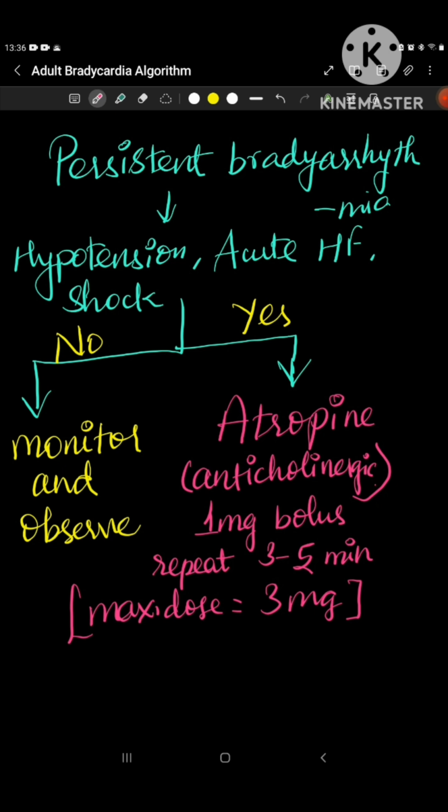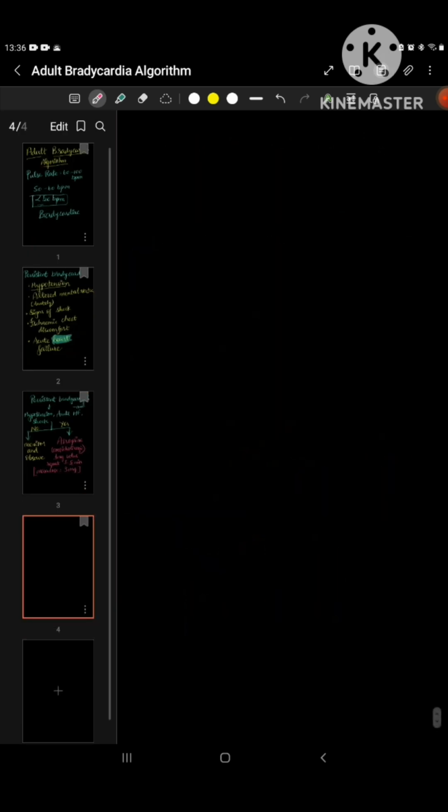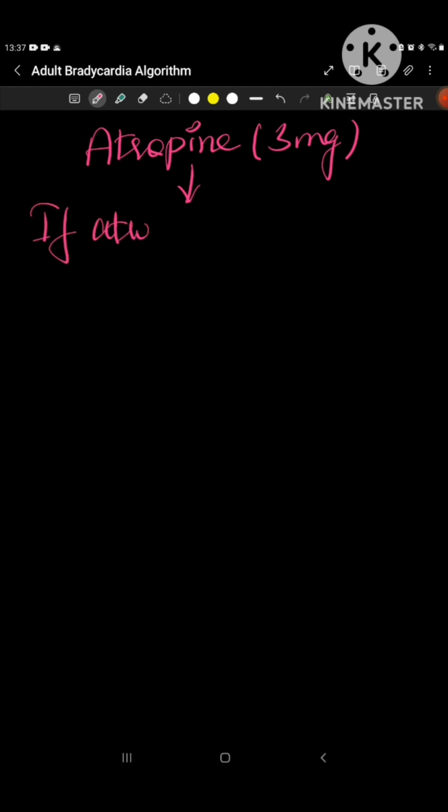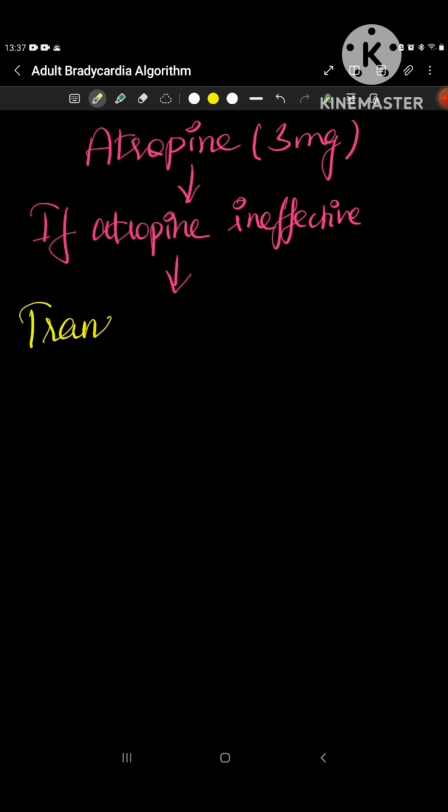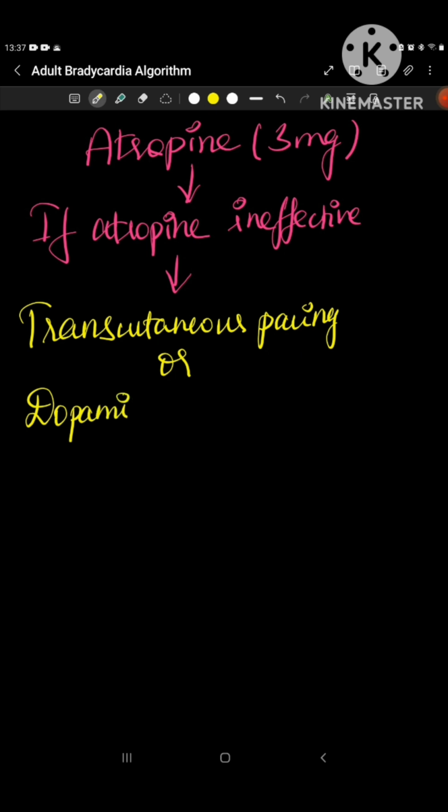What is the next thing? After atropine, is there anything we can do? If the patient still presents with bradycardia after atropine, having given the maximum dose of 3 mg, and the atropine is ineffective, what you can do is transcutaneous pacing, or if this is not available in a hospital, then you go for dopamine infusion.